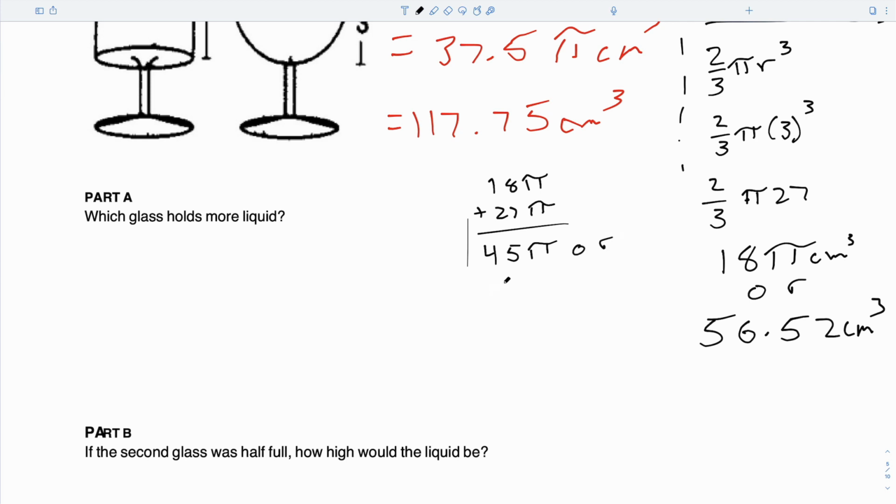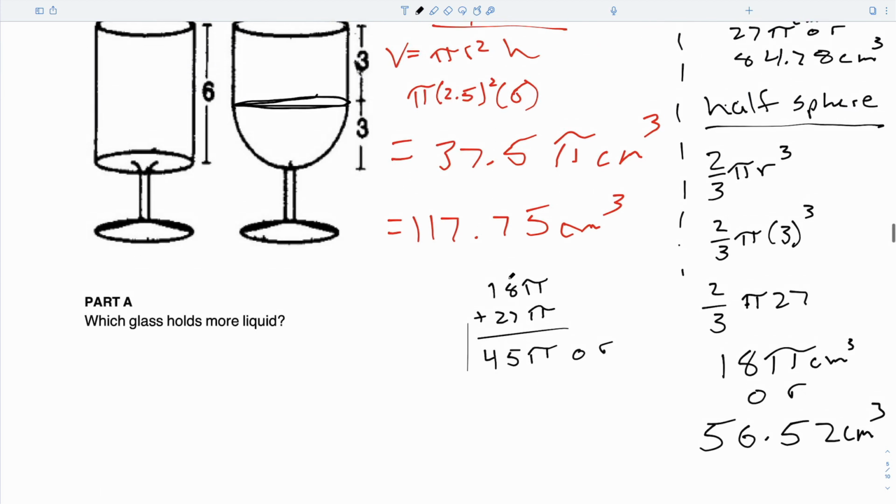or 84.78. I'm going to add the label later. 84.78 plus 56.52. Give me that number.